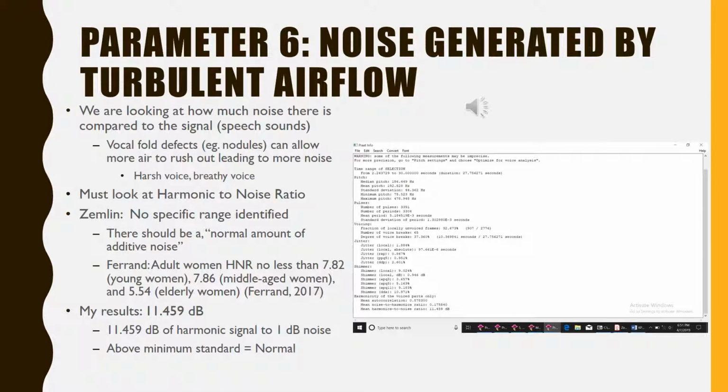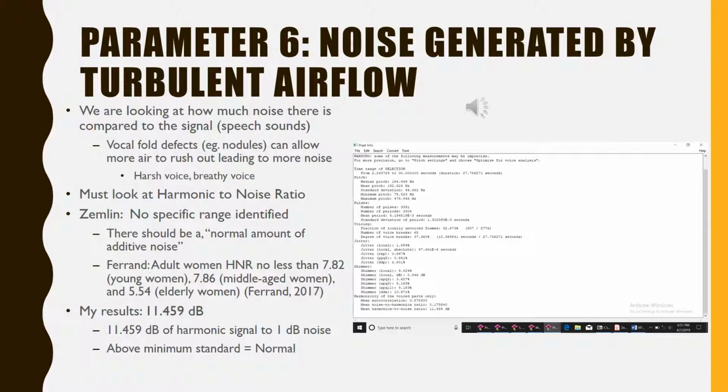Parameter 6 is noise generated by turbulent airflow. So here we're looking at how much noise there is compared to the signal or the speech sounds. So we can hear noise in someone's voice just from air escaping through their vocal folds. For example, any sort of vocal fold defect like nodules could cause more air to rush out, leading to more noise. So that's when we hear a harsh voice or a breathy voice. So in order to get this information, we have to look at the harmonic to noise ratio, or the HNR. Zemlin doesn't have any specific range for HNR identified. He just says there should be a normal amount of additive noise in our voice.